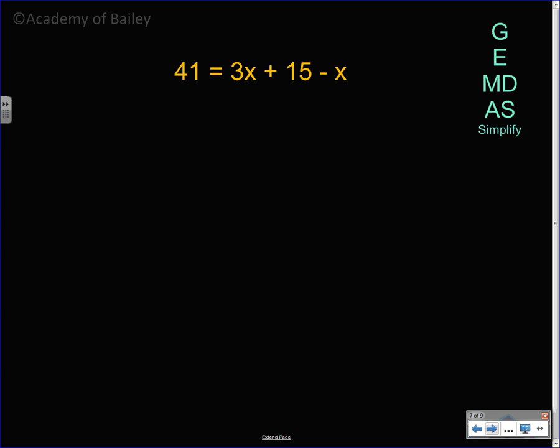This one I will let you solve out. I'll let you pause it. I promise, I'll stop this time. Simplifying. You can simplify. Look at the equal sign.